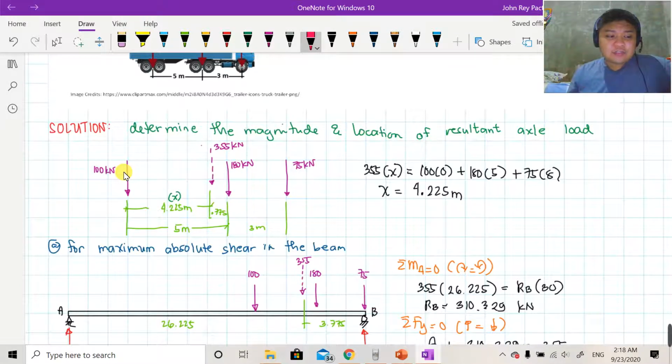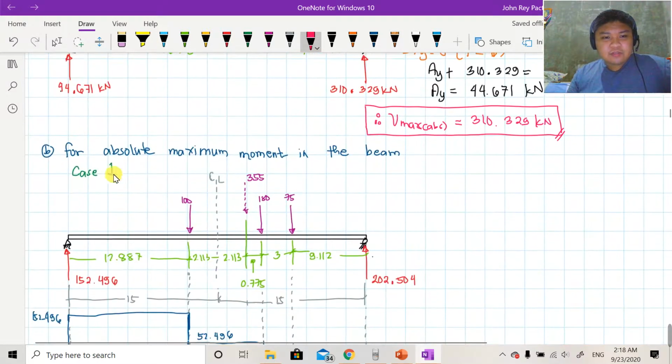So, ano yung unang case class? Tandaan nyo, dapat yung center line ng biga is nasa gitna nung resultant load at nung isang load. So, sa case natin, the case 1 is the center line is nasa gitna ni 355 at ni 100. While yung case 2 is dapat nasa gitna siya ni 355 and ni 180. Hindi na natin i-consider yung 75, kasi yung 355 is nasa gitna nga ni 100 saka ni 180. So yun yung magiging basis natin for the absolute maximum moment.